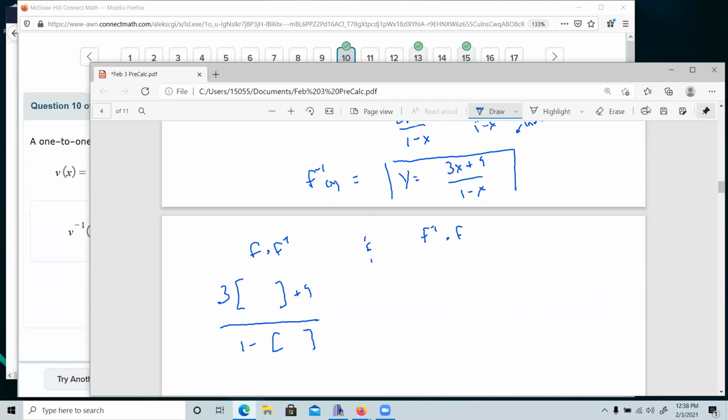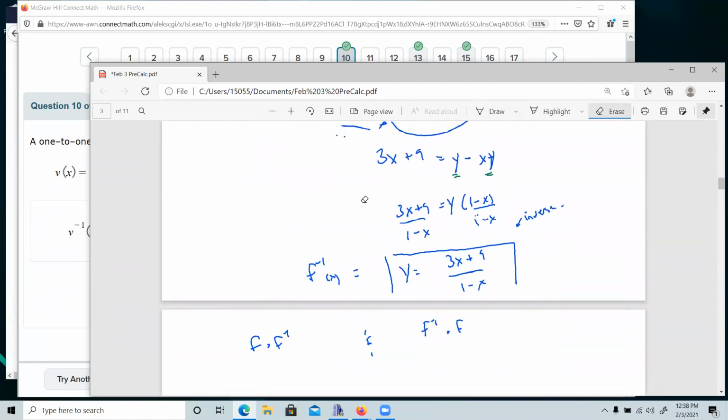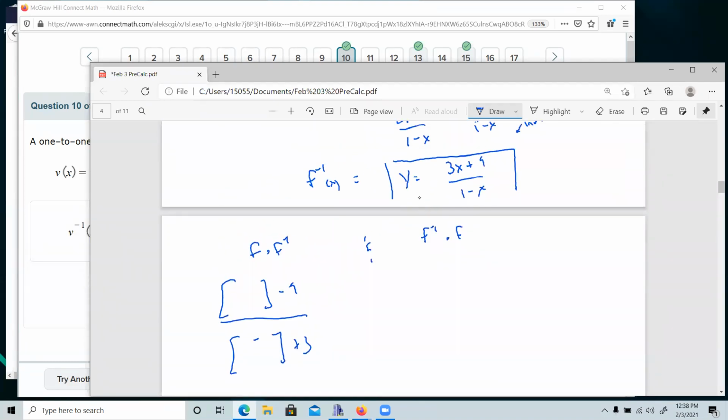Oh, hold on, I'm looking at the wrong thing. This stuff is for the next thought. My function, x minus 9 over x plus 3. So we have something minus 9 over something plus 3. And you know what we have to put in here? We have to put an f inverse. So this has got to be (3x plus 9) over (1 minus x), minus 9. And then we have (3x plus 9) over (1 minus x), plus 3.